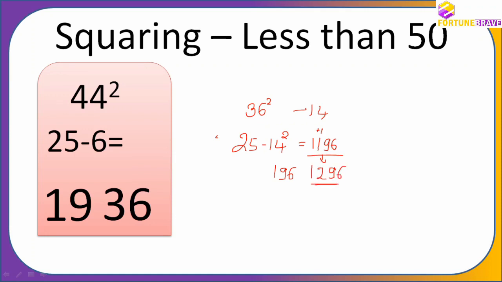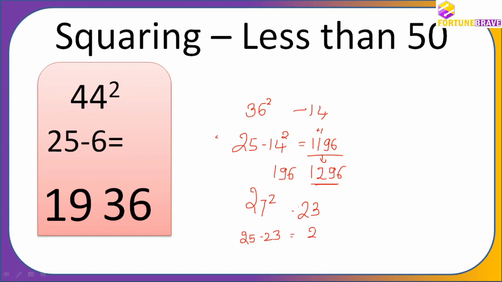36 square is 1296. You can do it for any number. If you know the squares up to 23, 25, you will be able to do it for 27 as well. So 27, how do we do it? I'll tell you. 27 square. How much is it less than 50? It is 23 less than 50. So what I'll do, 25 minus 23, which is equal to 2.